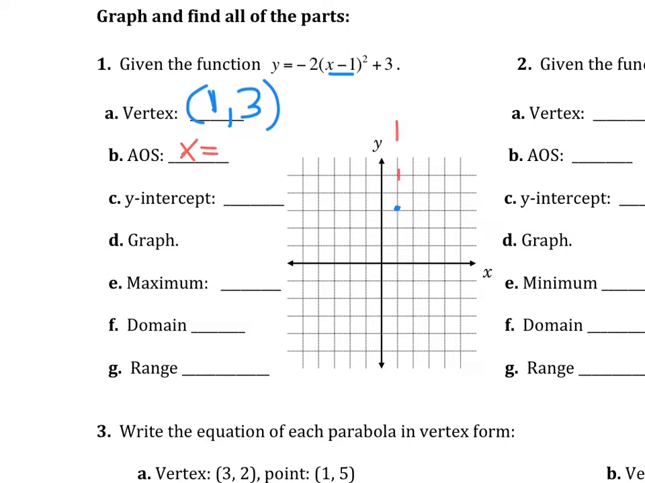Our axis of symmetry is going to be the line that comes through the vertex. It's a vertical line, so it's going to be x equals. Don't forget to write x equals. And what does x equal? Well, x equals 1, and that's the same as our vertex x value.